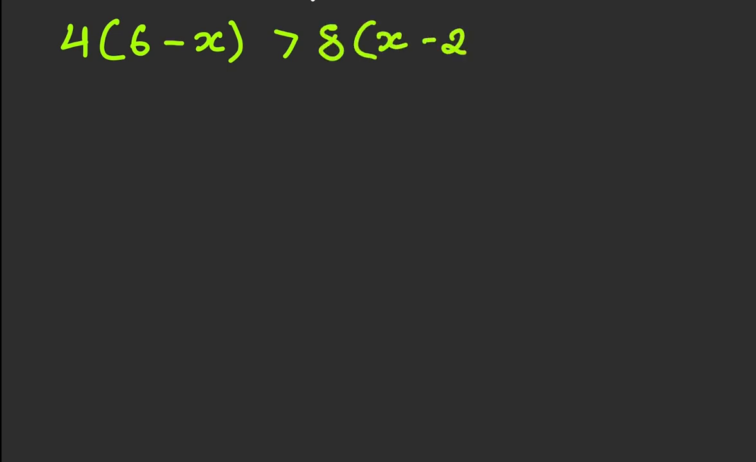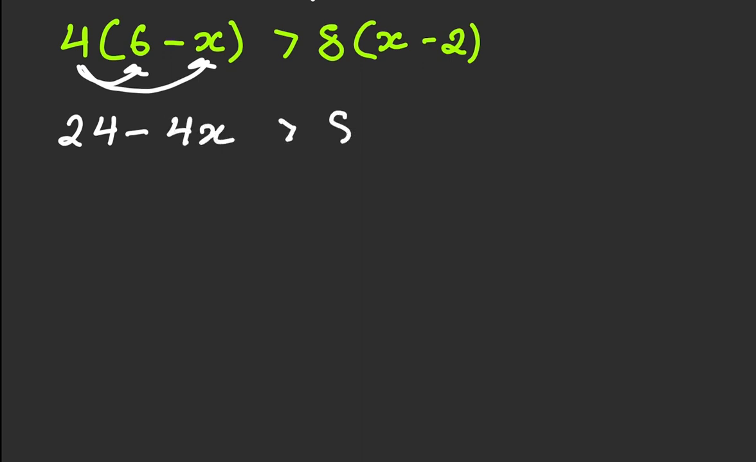Let's go for another example. And you could also try it out as well. 4 multiplied by 6 minus x is greater than 8 multiplied by x minus 2. Let's solve it. So 4 into 6 and then 4 into negative x. So 24 minus 4x is greater than 8x minus 16.